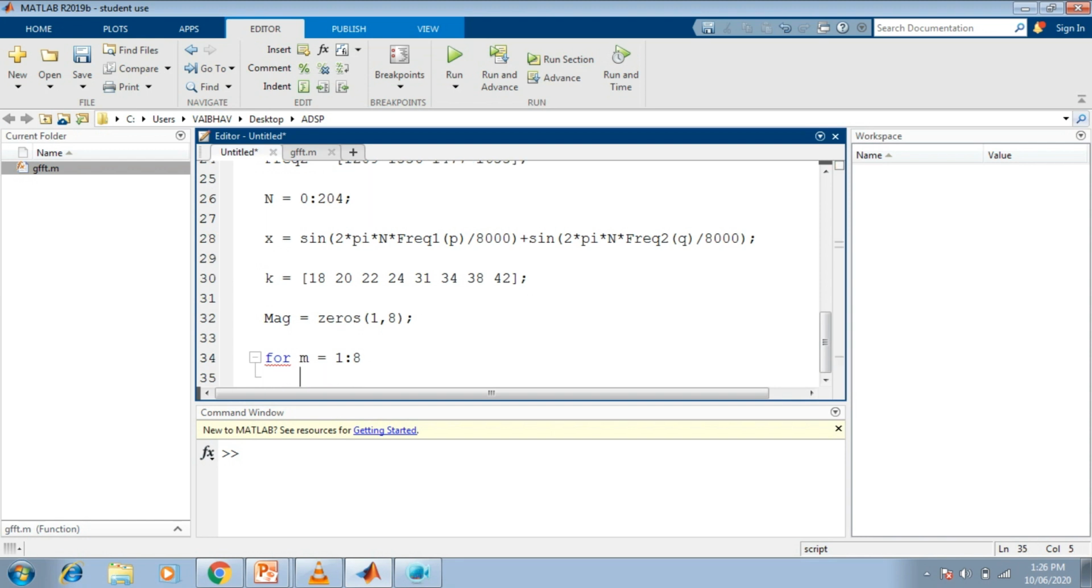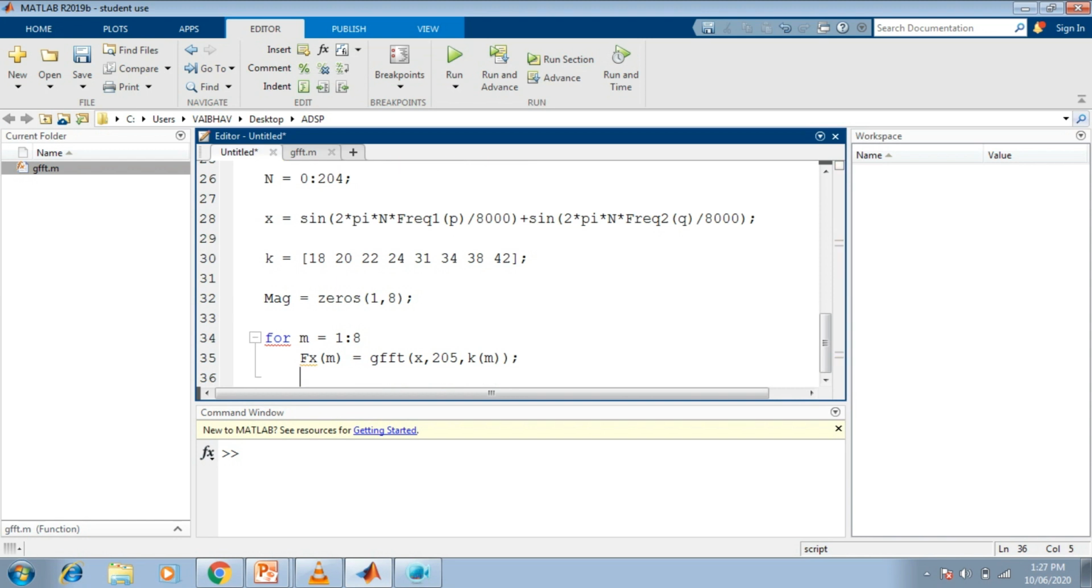Now hereupon we would like to have fx of m computed by calling the gfft function we have just defined, where as the inputs we provide x, the discrete time sequence which is to be operated on for finding the DFT component. The value of capital N in this particular situation we provide as 205 comma k, and within the parentheses we provide small m here. We end this computation, and now we end this for loop as well.